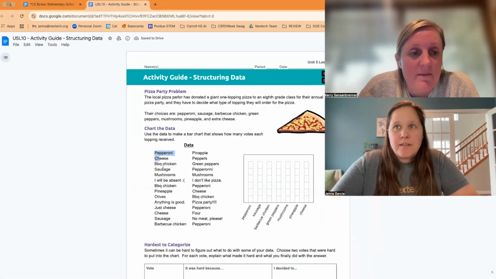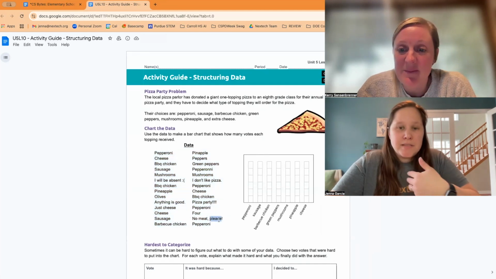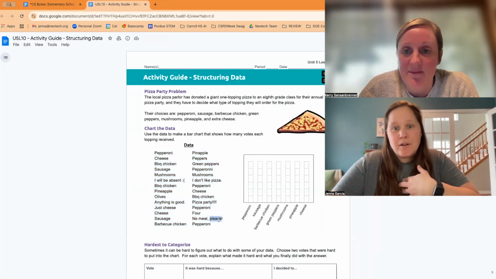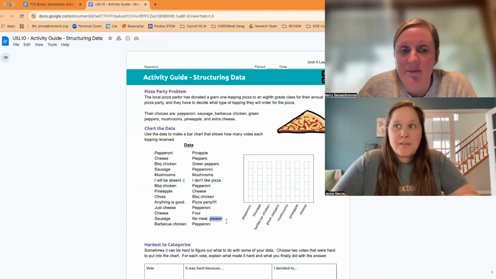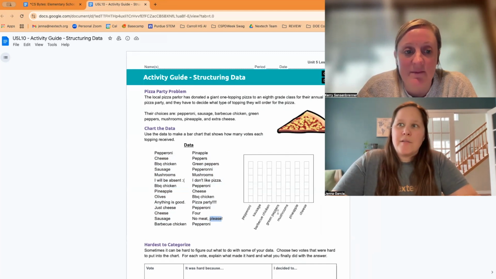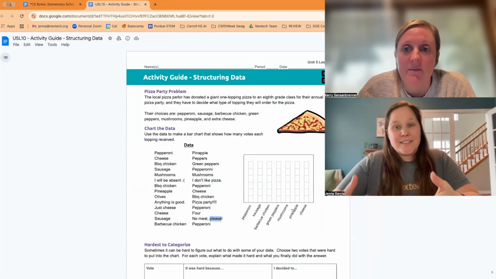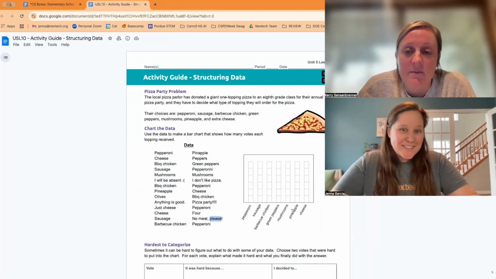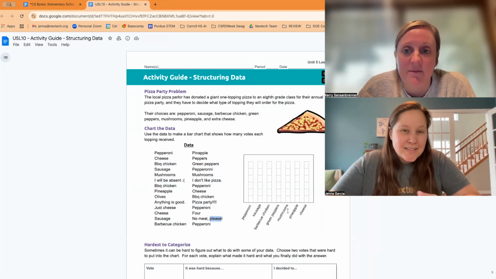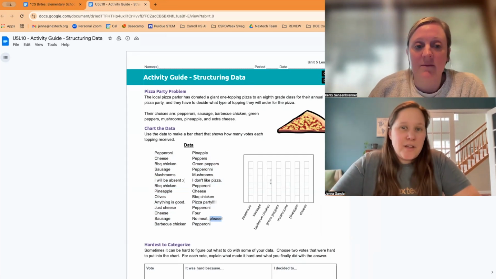So here's the data that's collected. This one says no meat, please, which makes sense to us as humans, but as a computer, I don't know how to tally that or mark that. So I would have to say, okay, that means they would be okay with green peppers, mushrooms, cheese, and pineapple. But then we also have to think, does that person actually get 4 votes because they said no meat? So just things that the students get to think about and have good conversations about.